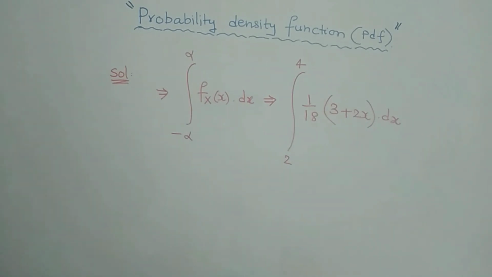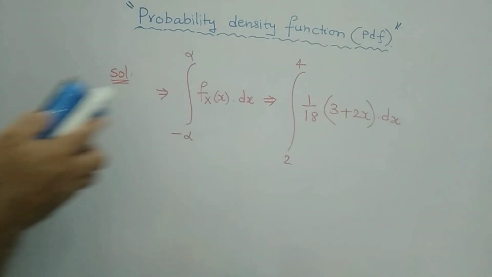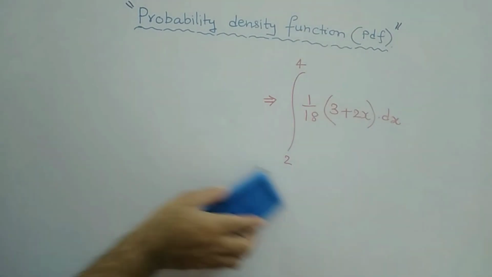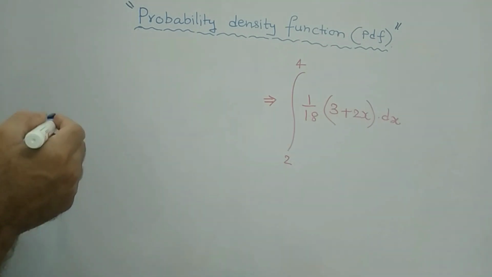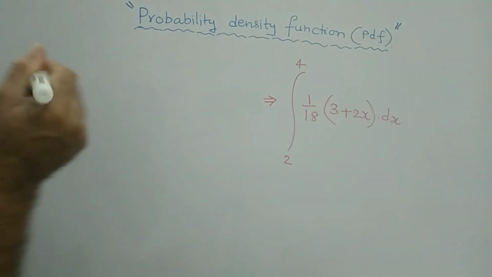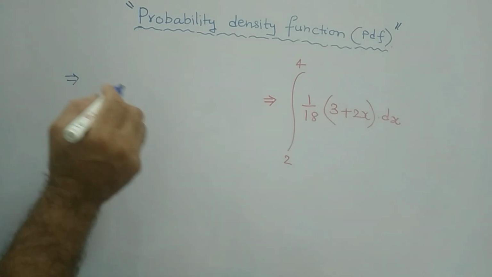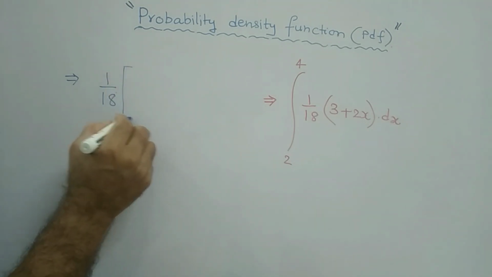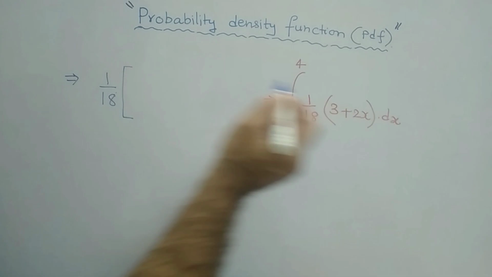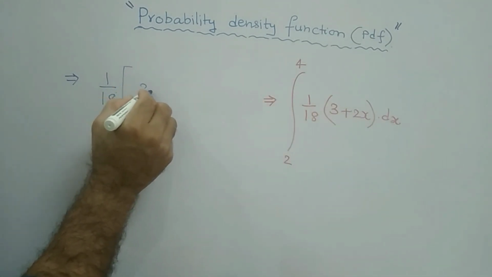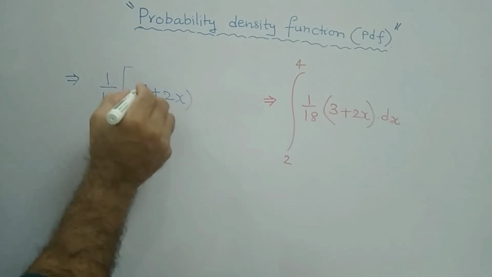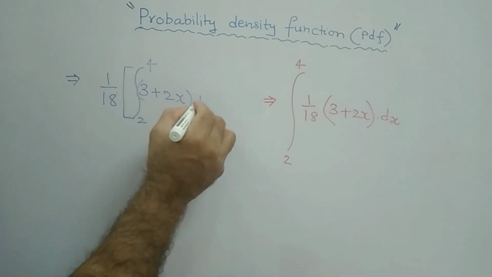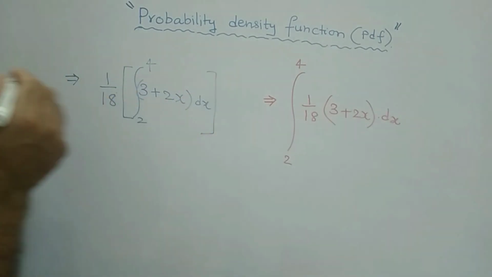Now evaluate that integral. What will you get actually? If you evaluate this, what is the second step? This is equal to, this implies, right? So 1 by 18 is definitely constant. Take it outside, then put a bracket there, and then 3 plus 2x dx. Clear? Integral over 2 to 4. Normally, the integral value into dx. This is your integral, no?